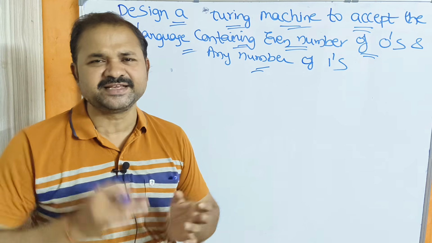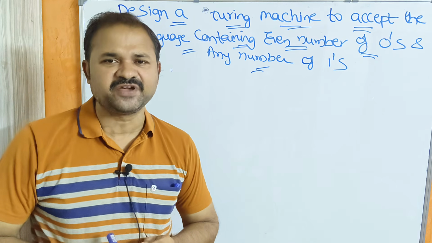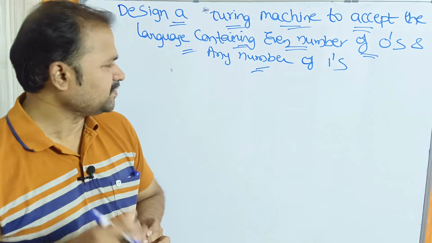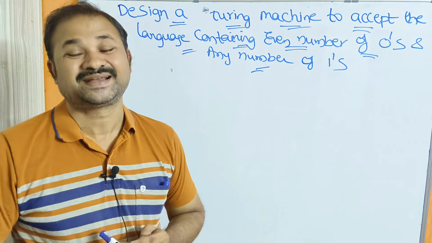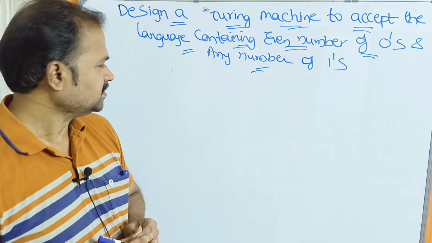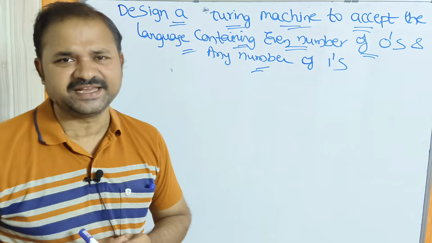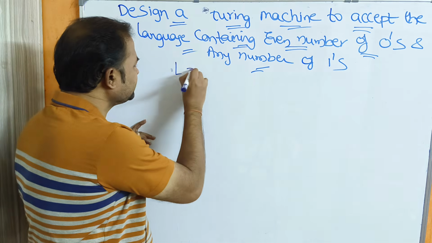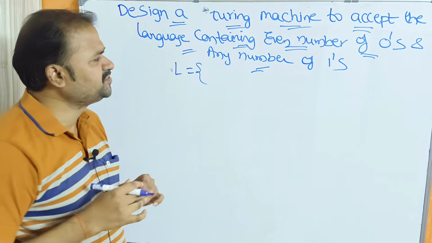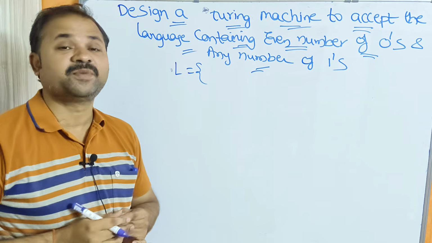Designing the Turing machine is just like designing the DFA, but there are some more transitions. First, let us construct the DFA for this problem. So what is the language? Even number of zeros and any number of ones.